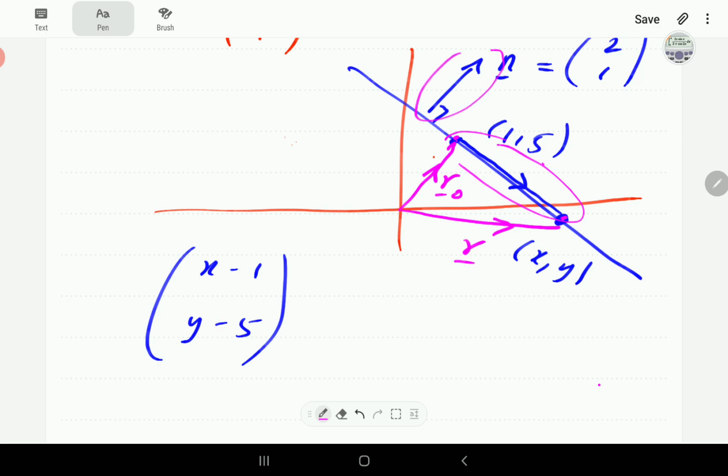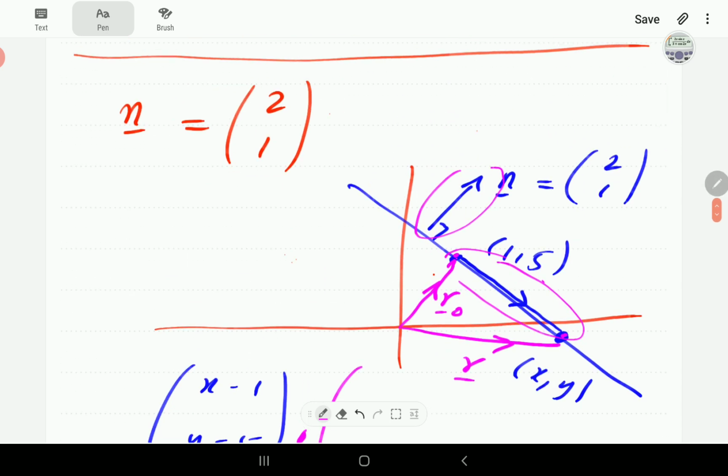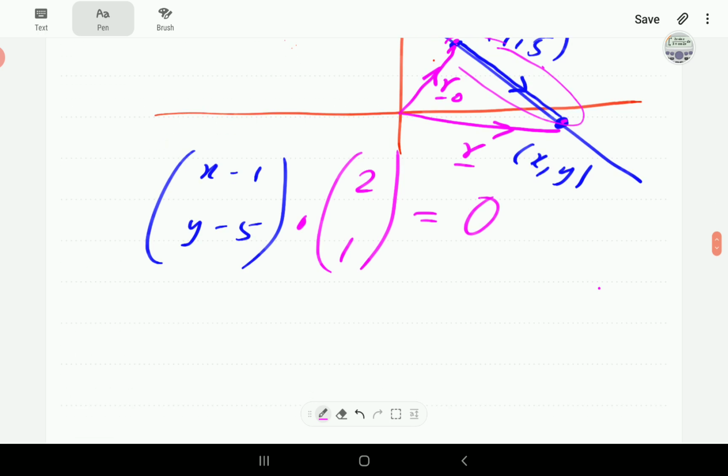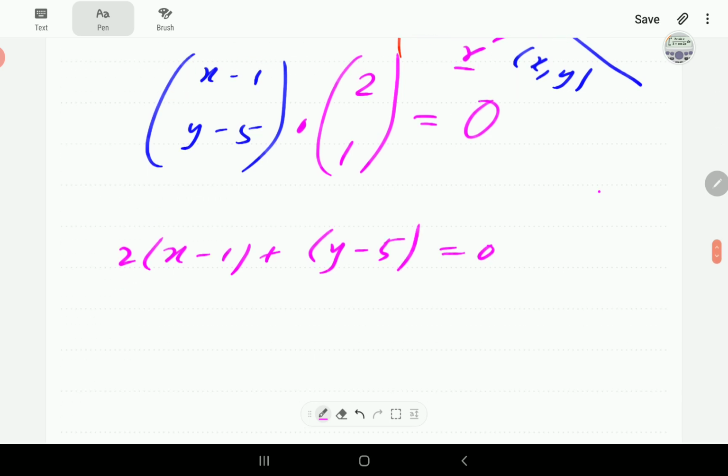So that means that the dot product will be equal to 0. If you take this and do the dot product with this vector (2, 1), then this must give us 0. So that gives us another way of defining the equation of that straight line. It's going to be (x minus 1) times 2 plus (y minus 5) equal to 0.